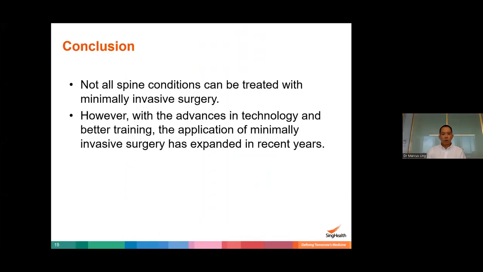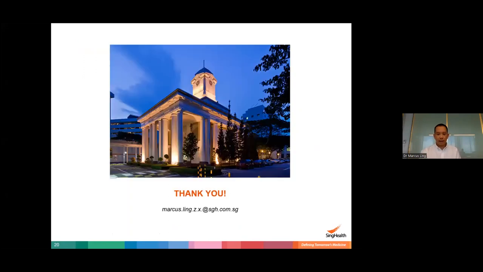Okay, so in conclusion, I would like to say that not all spine conditions can be treated with minimally invasive surgery. However, with the advances in technology and better training, the application of minimally invasive spine surgery has expanded in recent years. And with that, I end my presentation, and I'll be happy to answer whatever questions there are.